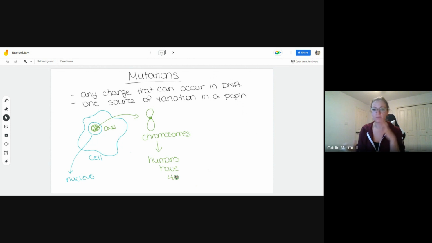So our DNA just gets packaged into 46 of these little weird squishy line looking things. And depending on the chromosomes you have, that is going to impact the genetics that you have.